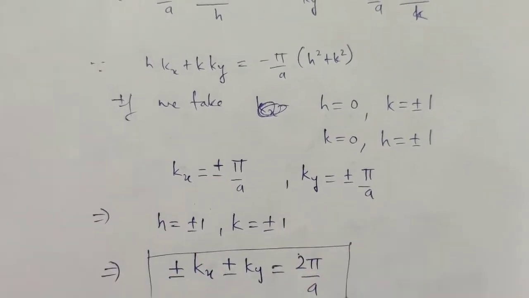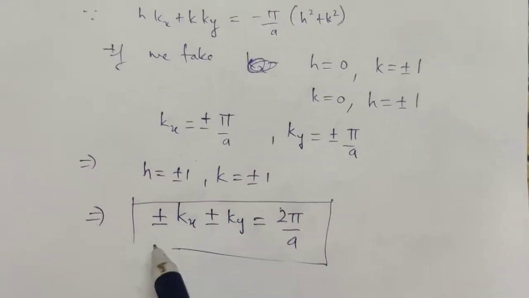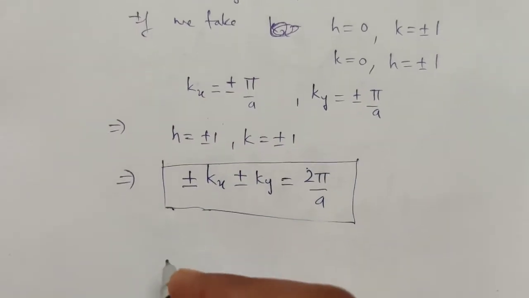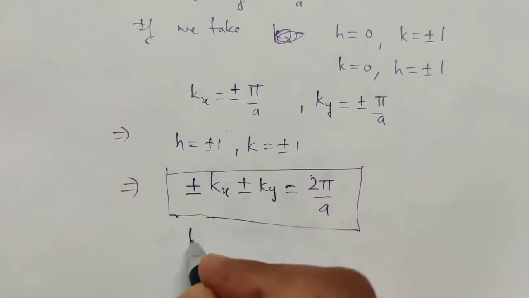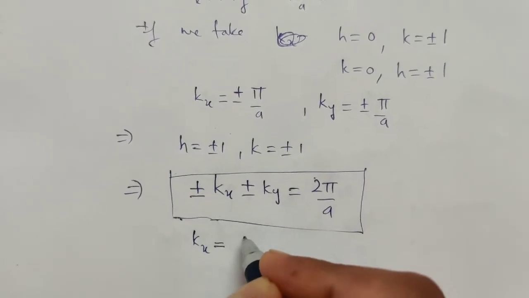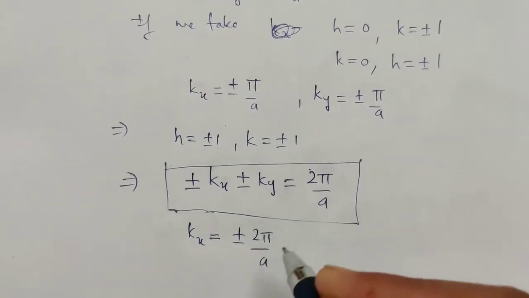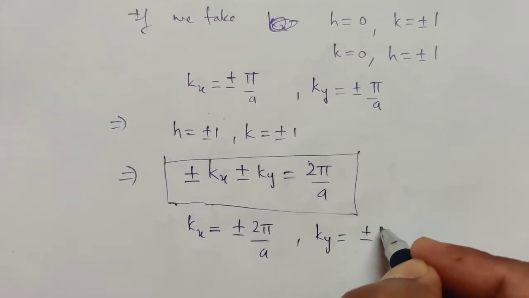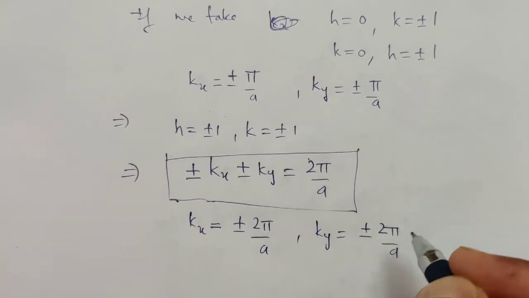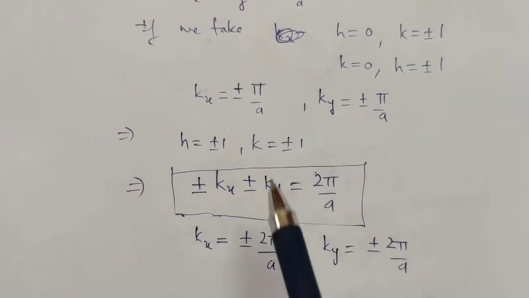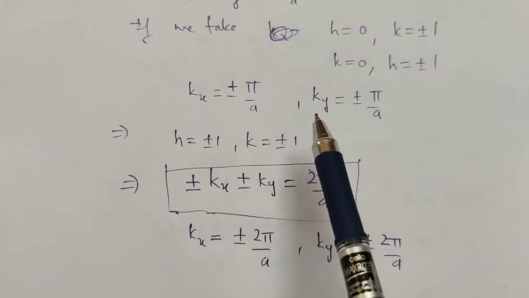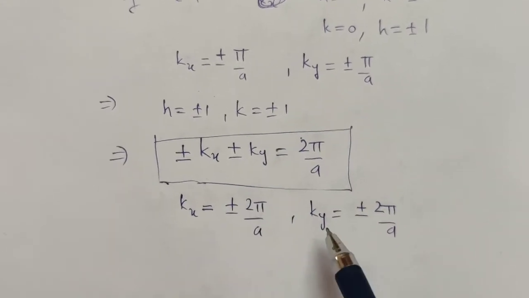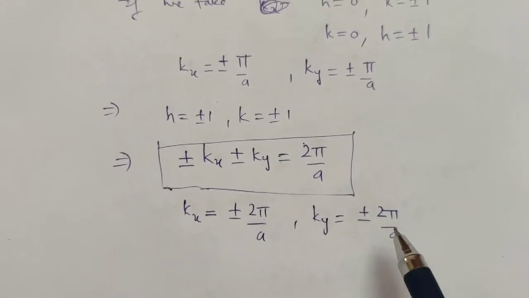This will be the resulting equation. So now by finding out the intercept, you will have kx equal to plus minus 2 pi by a, this is the kx intercept, and the ky intercept will also equal plus minus 2 pi by a. So now you have these values: kx is equal to plus minus pi by a, ky is equal to plus minus pi by a, and another value, kx is equal to plus minus 2 pi by a, and ky is equal to plus minus 2 pi by a.